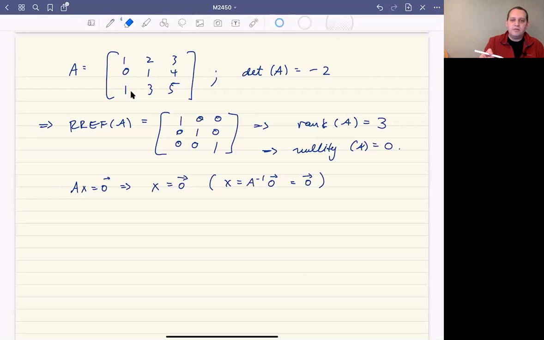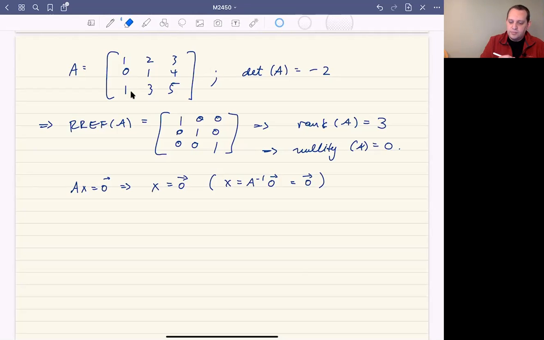I want to be clear though, if the determinant of A is 0, all that tells us is that the rank is 0, 1, or 2. It doesn't tell us what the rank is completely. It just says it can't be 3. And the rank is going to be the number of pivots. So it could be 0, 1, 2, or 3.